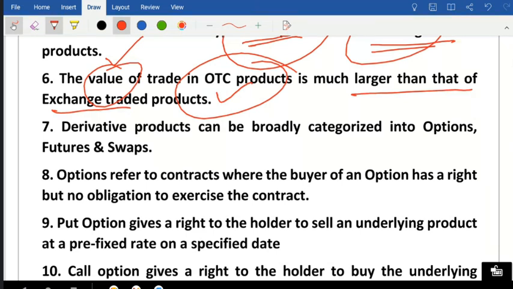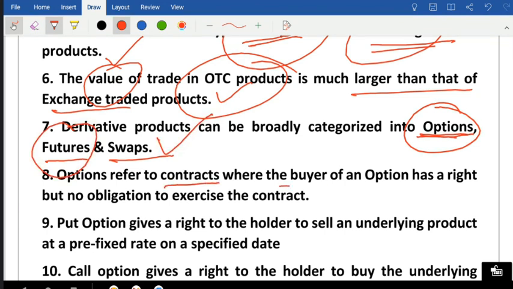The derivative products can be broadly categorized into option, future, and swap. So this is a very important point. Now, option is there, future is there, and swap is there. Option refers to a contract where the buyer has an option, or you can say a right, but no obligation to exercise the contract. So that means put option is there and call option is there.